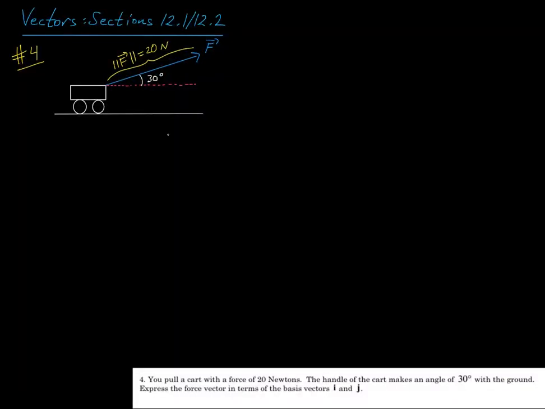Okay, question 4. You pull a cart with a force of 20 newtons. The handle of the cart makes an angle of 30 degrees with the ground. Express the force vector in terms of the basis vectors i and j.